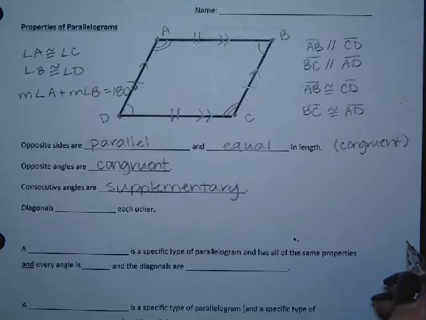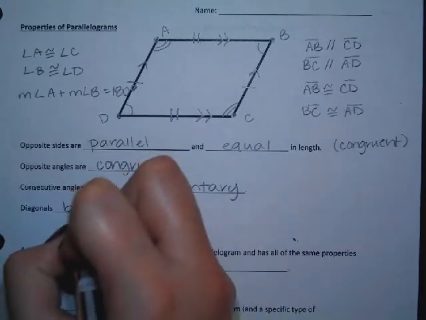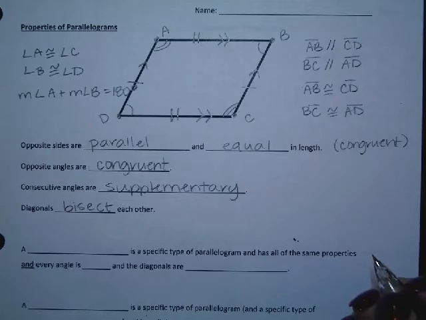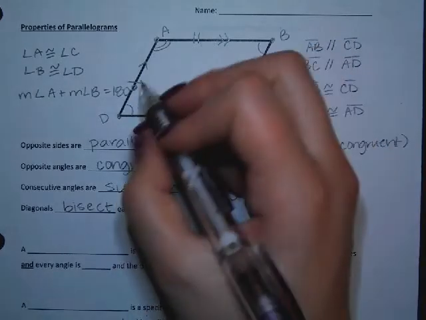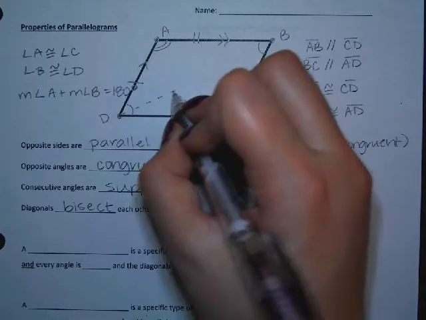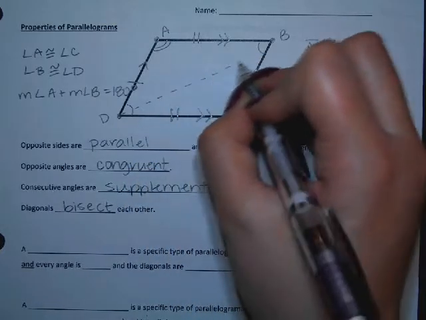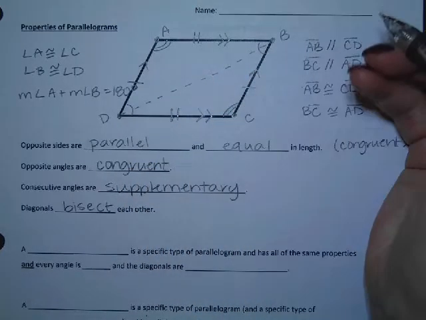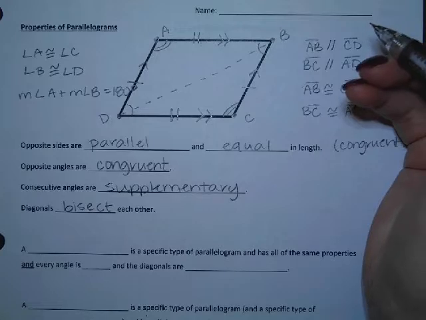And then diagonals bisect each other. Anyone remember what bisect means? They cut each other in half. So I'm going to draw the diagonals with a dotted line. So here's one diagonal. Anyone want to guess why it's called a diagonal? Because it goes diagonal.